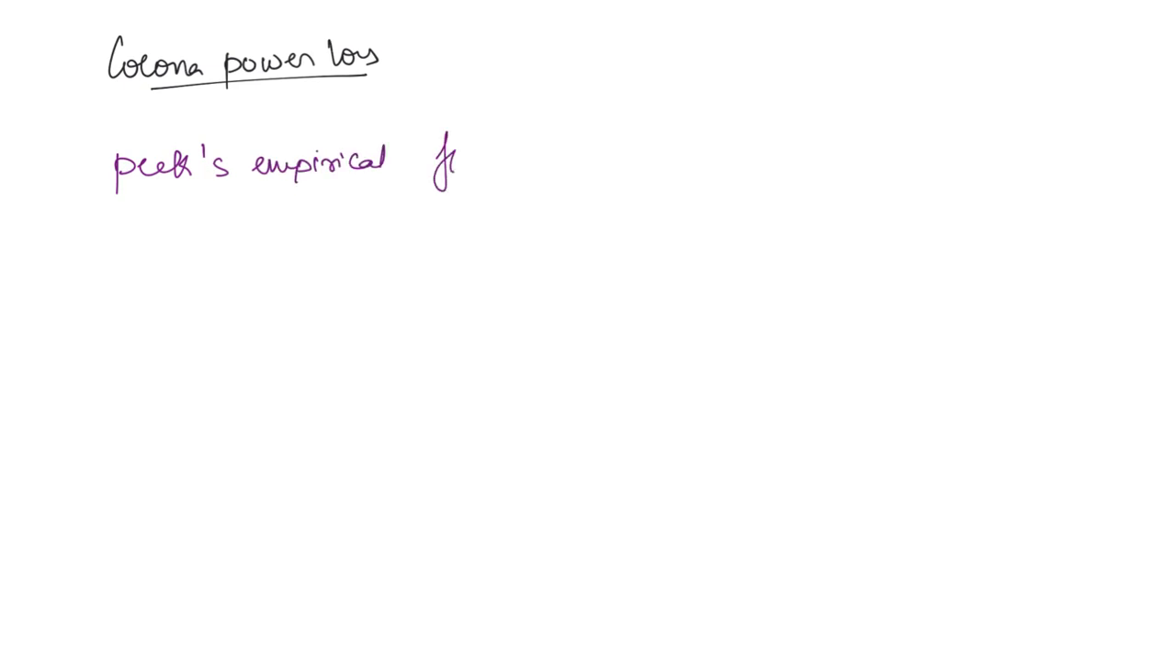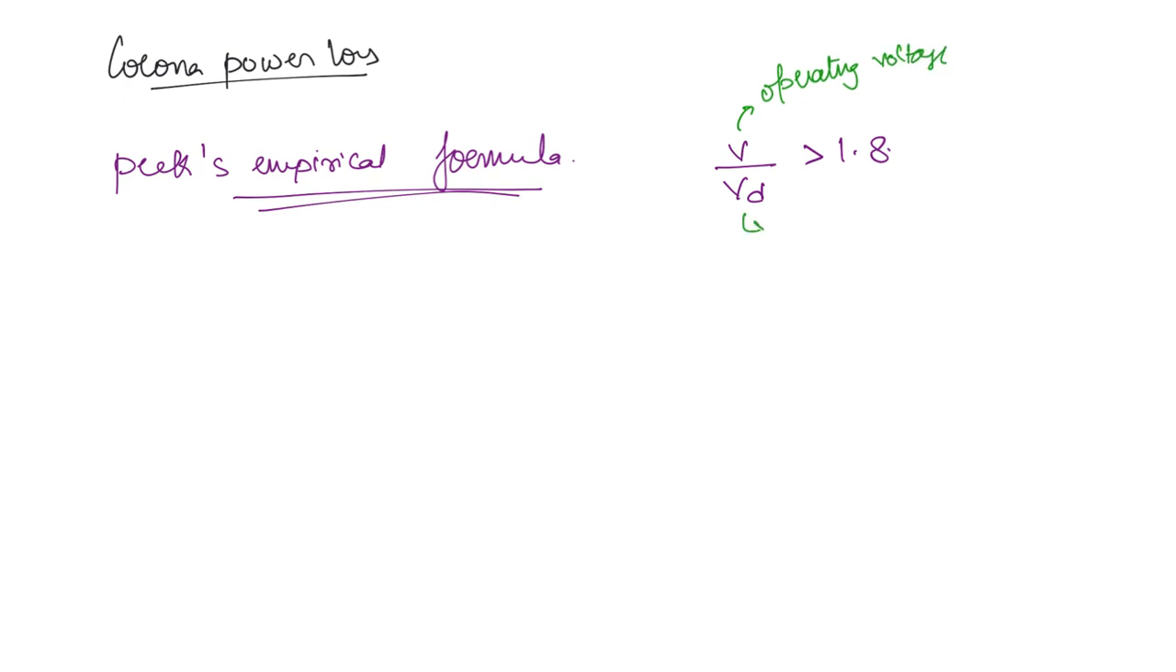Next, what is the expression for corona power loss? So the first one is called Peek's empirical formula. This is valid only when the ratio between V and Vd is greater than 1.8. That means V is the operating voltage and Vd is the critical disruptive voltage.